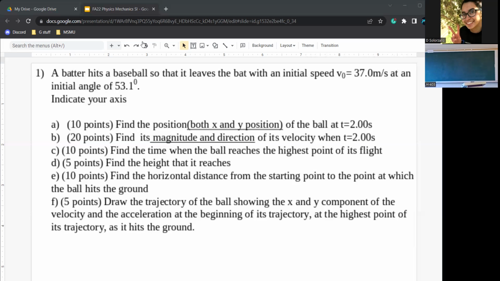So that you've taken a good look at it and maybe tried it. We have a batter. It's a baseball. Projectile motion. We're going to pretend that he hit it from the ground, because that'll make things easier.